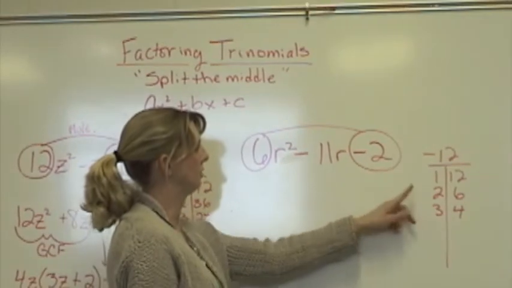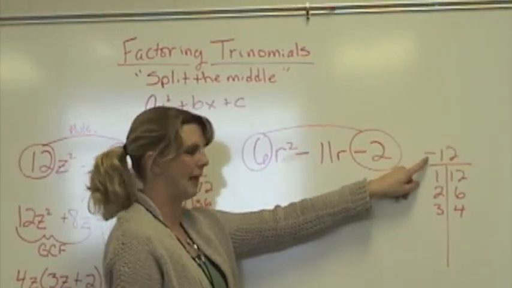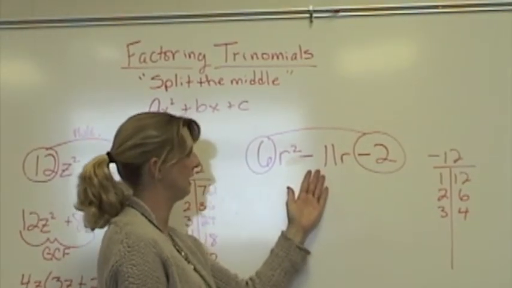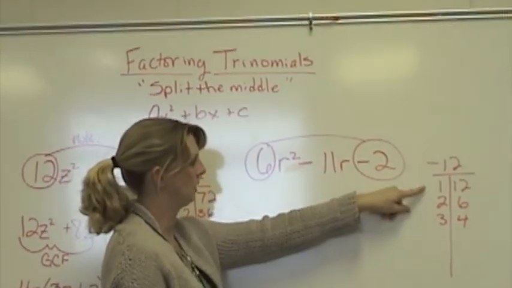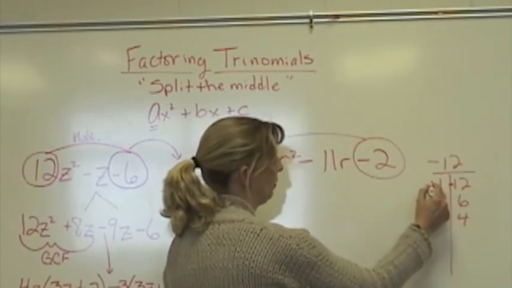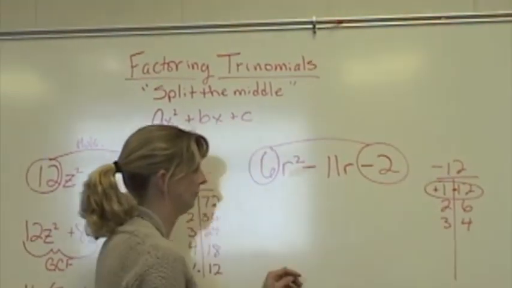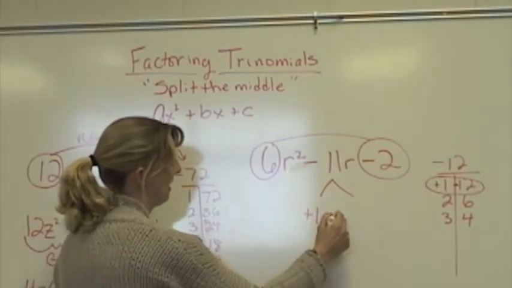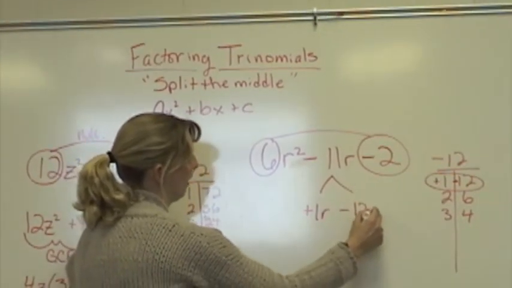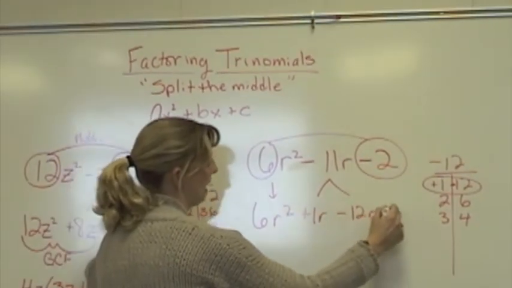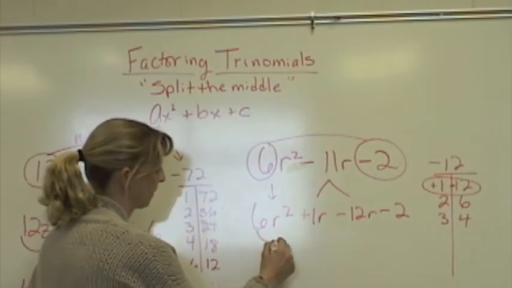Which set of factors, remembering that they have to be different signs from each other, one positive, one negative, will give us a negative 11. You can tell the 1 and 12, if the 12 is negative and the 1 is positive. So we'll split our middle term into a positive 1r and a negative 12r. Bring down your 6r squared and your minus 2.